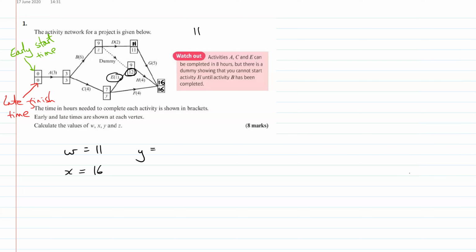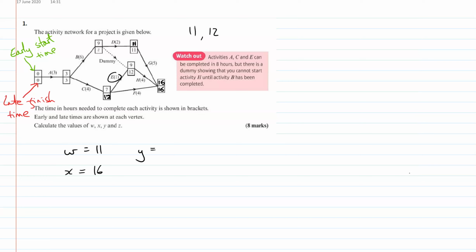Okay, which makes sense, because if Y is 11, E takes 1. So if I finish the activity C at 11 and then I do E, 12, it's not going to delay the rest, because the 12 and the 4 makes 16. It'll still finish on time. However, there is also another one going back into the event that Y is associated with, and that's 4. So I need to do the late finish time 16 minus the duration, which is 4, which is 12.